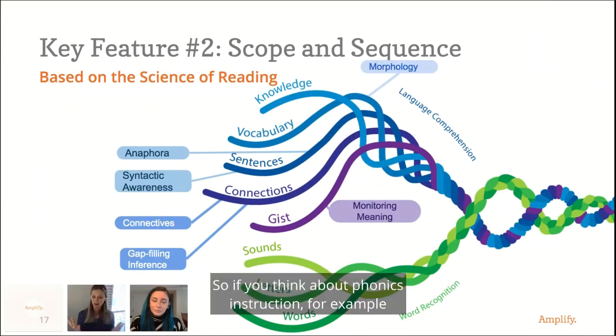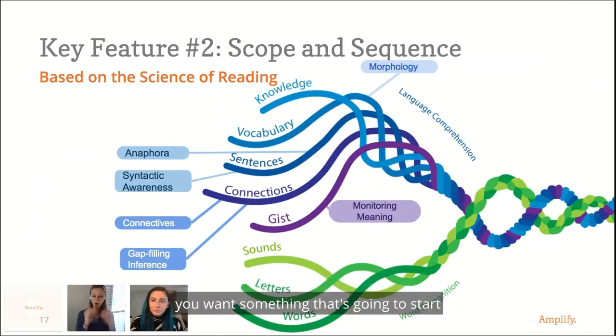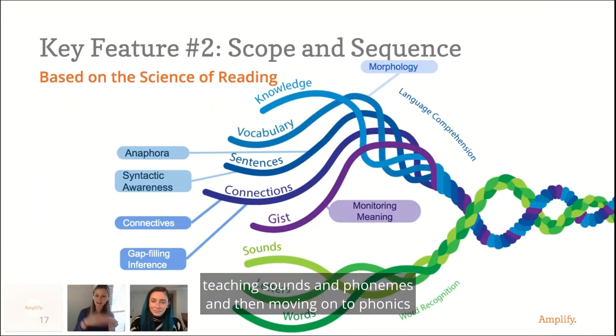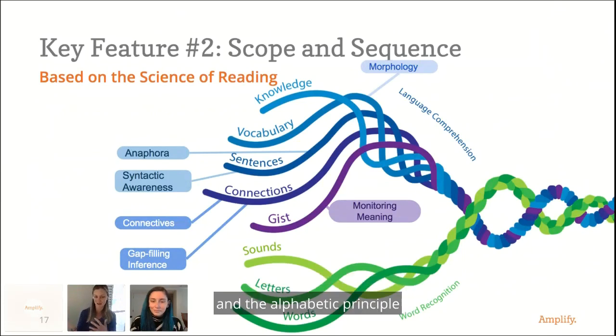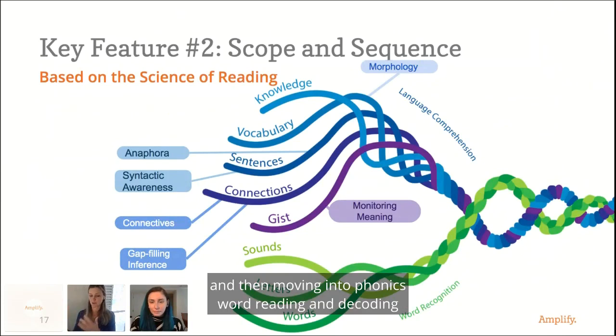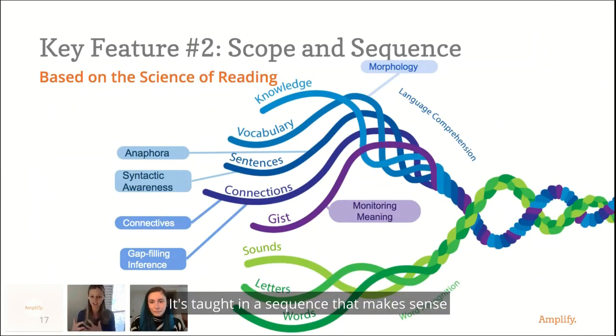So if you think about phonics instruction, for example, you want something that's going to start with phonological awareness first, teaching sounds and phonemes, and then moving on to phonics and the alphabetic principle and the letters that make those sounds, and then moving into phonics with word reading and decoding and blending sounds. It's taught in a sequence that makes sense and that's backed by research.